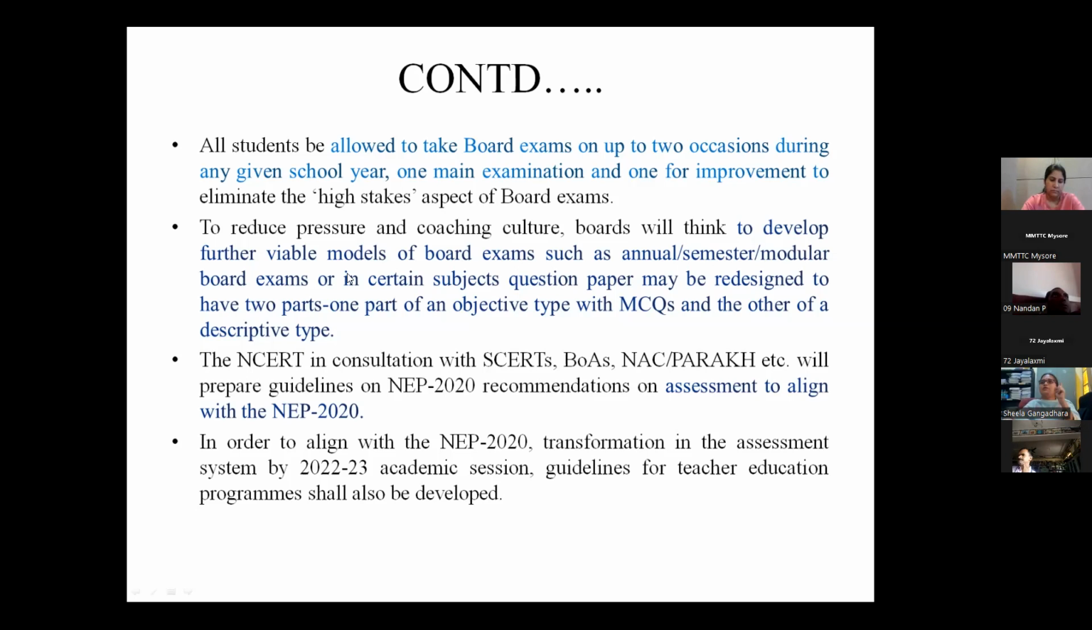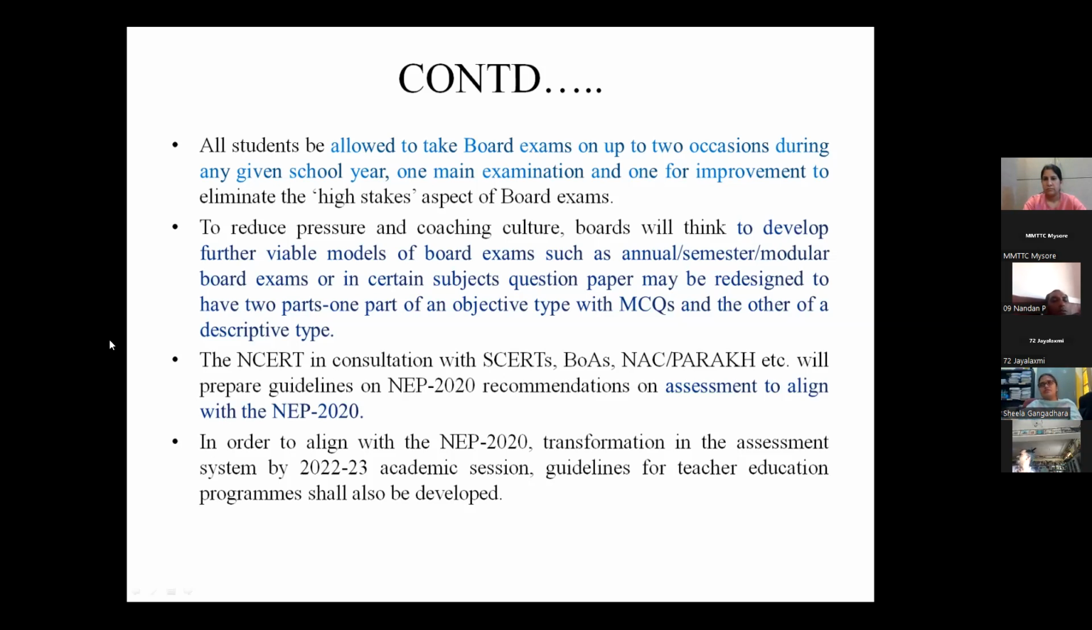And then, to reduce the pressure and coaching culture, the exam board should develop viable models of board exams, like annual, semester or modular board exams. In certain subjects, the question paper may be redesigned to have two parts. That means the question paper should include an objective type, that is MCQ, and another part of a descriptive type.